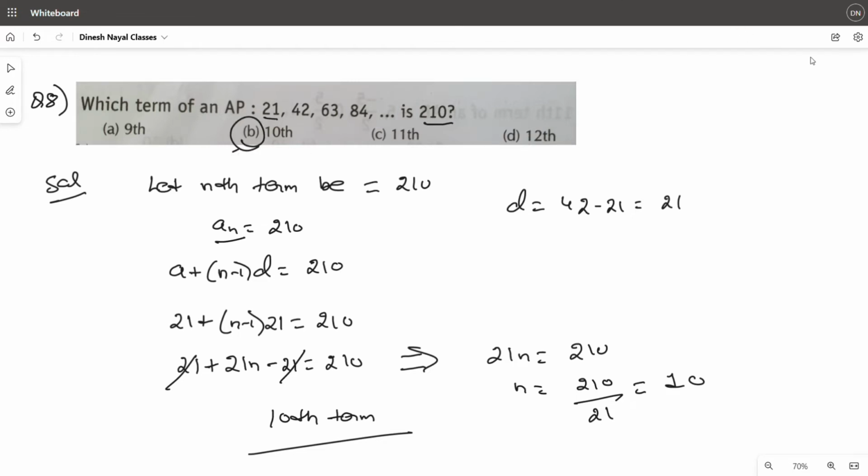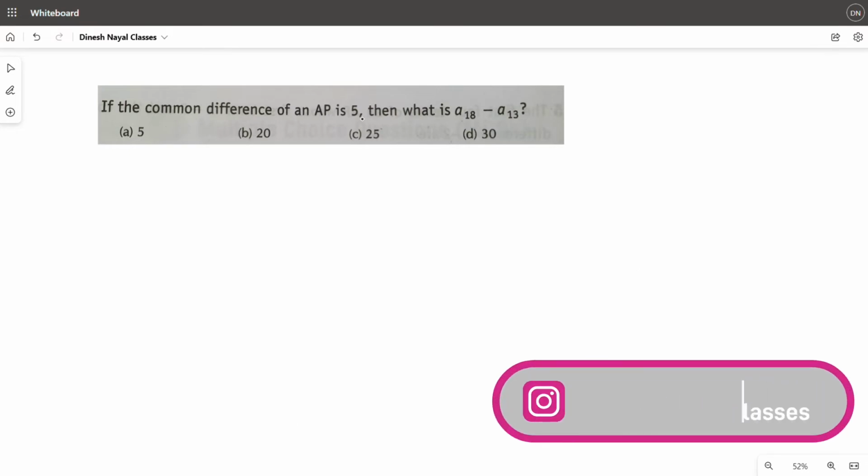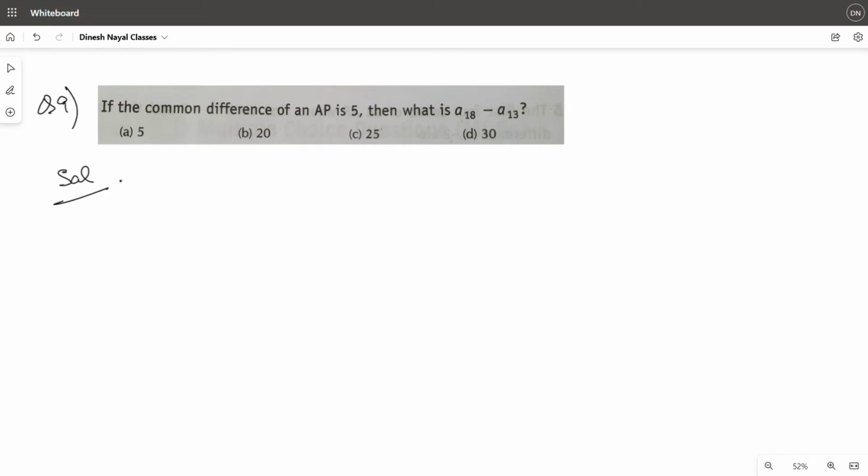Now coming on to our next question, question 9. If the common difference of an AP is 5, then what is A18 minus A13? So writing the solution.